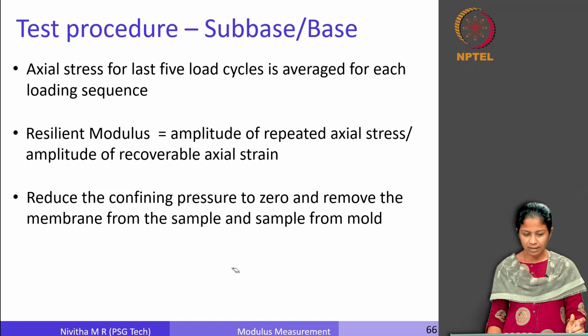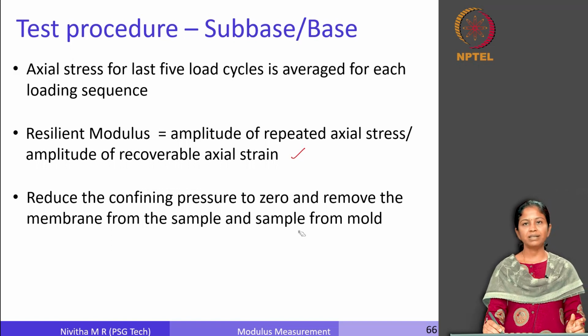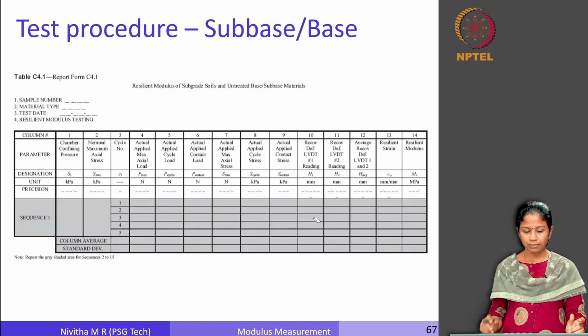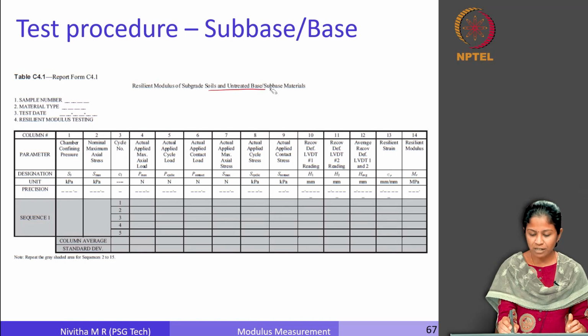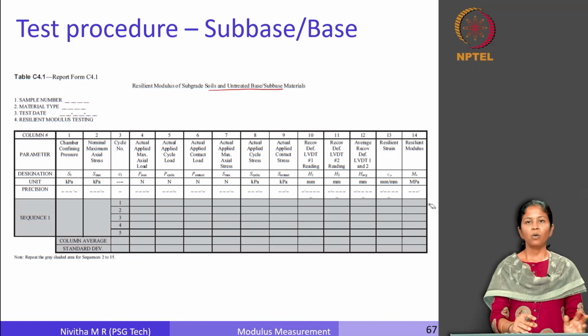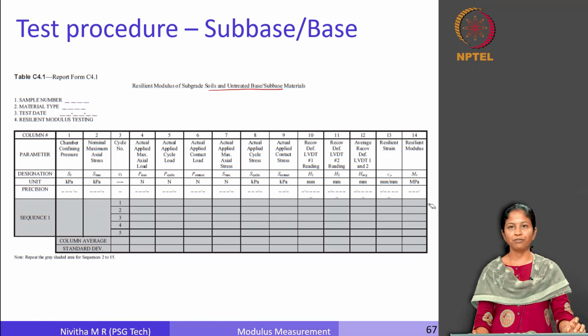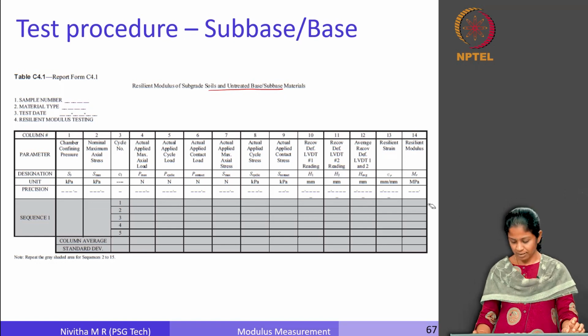Again we summarize: it is averaged for the last 5 cycles. This is the computation of resilient modulus, and once the test is over, we reduce the confining pressure and remove the sample. This is a table for subgrade soil and untreated base or subbase materials. A similar set of parameters are given here, only the values would be different. So this is the testing procedure for subbase and base materials.